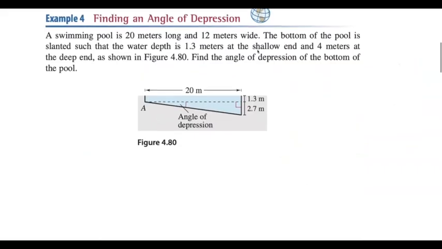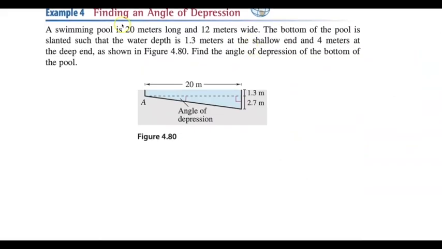The next one, they want to find the angle of depression. A swimming pool is 20 meters long and 12 meters wide. The bottom of the pool is such that the water depth is 1.3 meters, like right there, and the shallow end is 4 meters at the deep end. Like 1.3, but the whole thing is like 4 meters high. Find the angle of depression at the bottom.